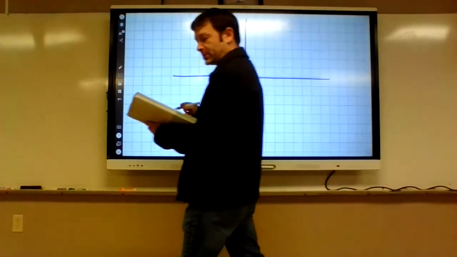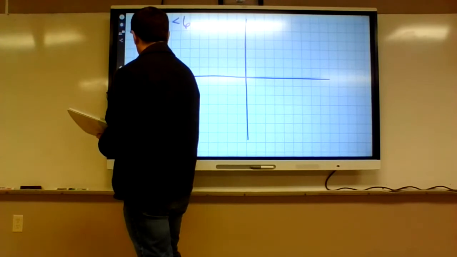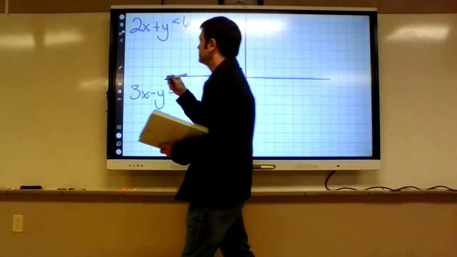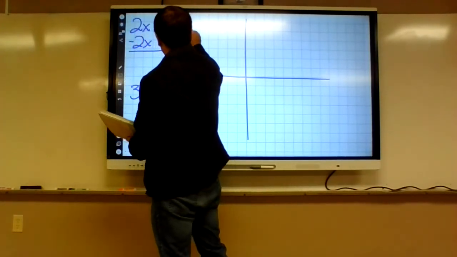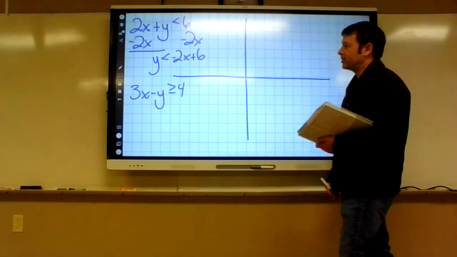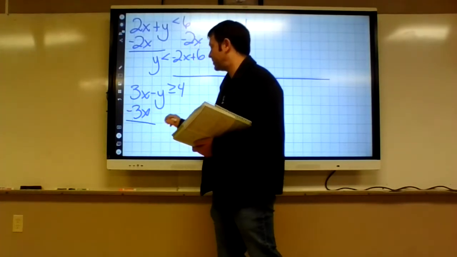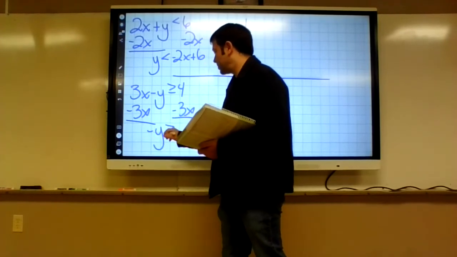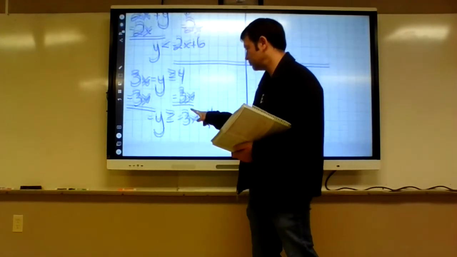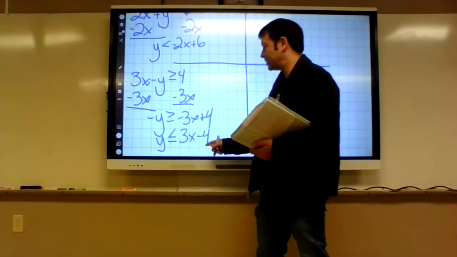All right, 2x plus y is less than 6, and 2x minus y. All right, what's the first step for graphing this top inequality here? Solve for y, so I subtract 2x, get y is less than negative 2x plus 6. So that means our graph's going to go up to 6. And then on the second one, same idea, get y by itself, subtract 3x. So I get negative y is greater than or equal to negative 3x plus 4. What else do I need to do on that one? You need to divide by negative. Yeah, divide by negative 1. So when you divide by negative, all the signs and the inequality switches.